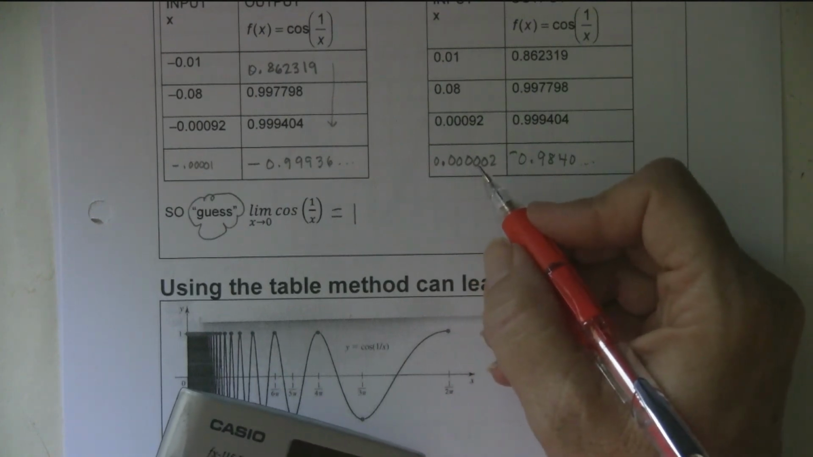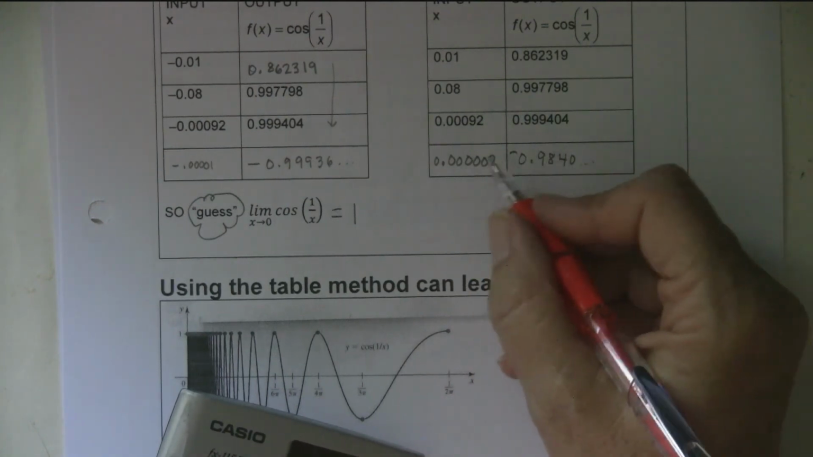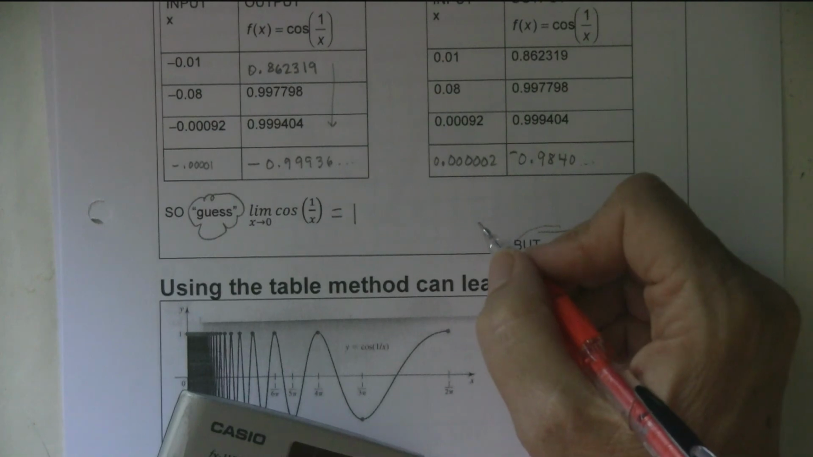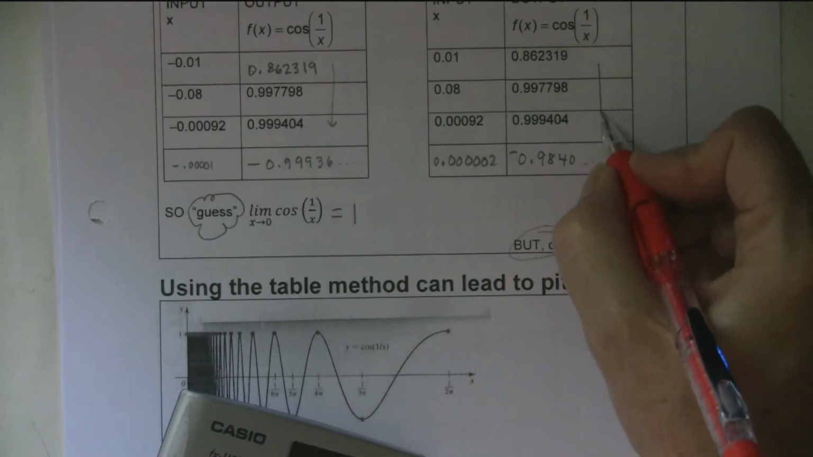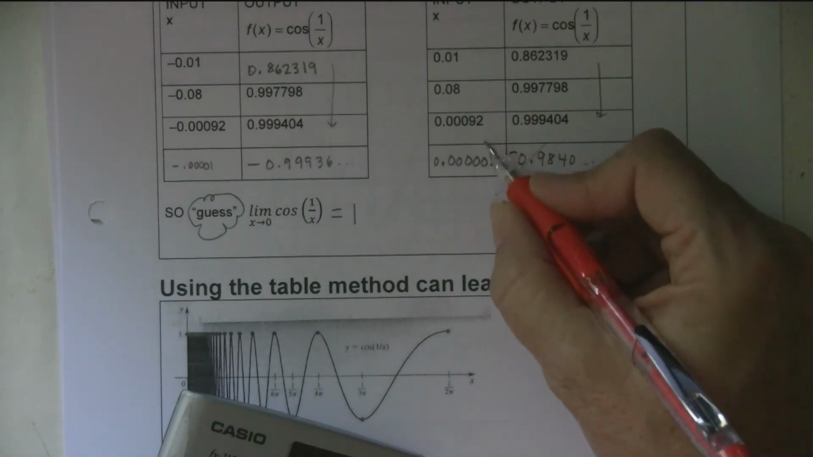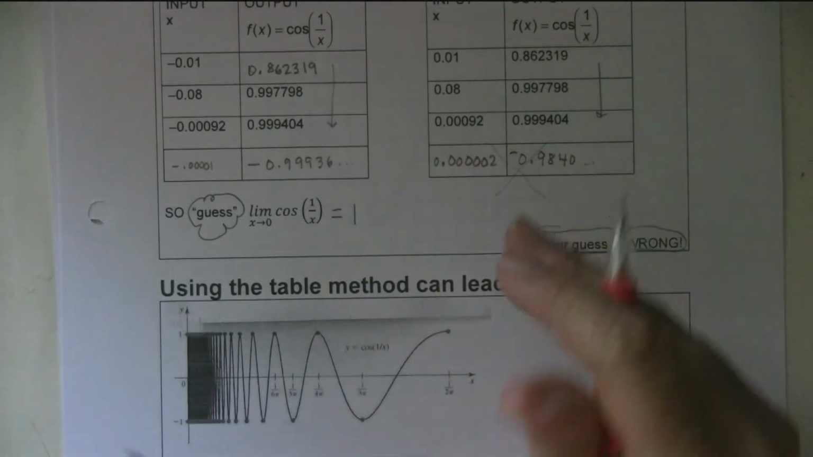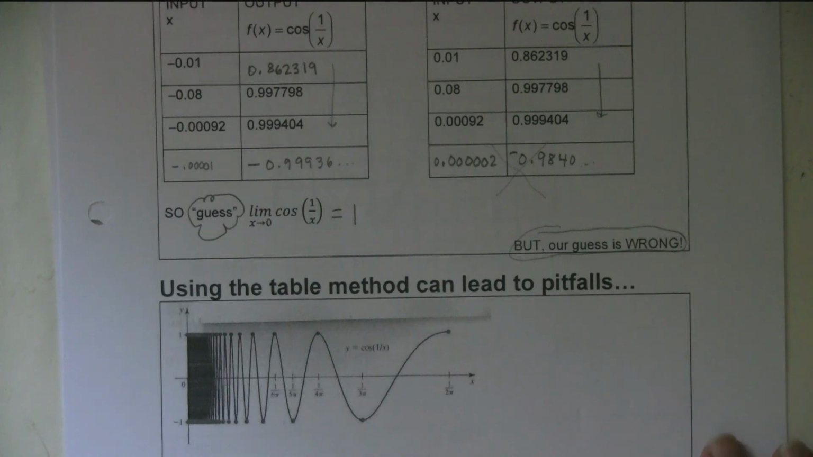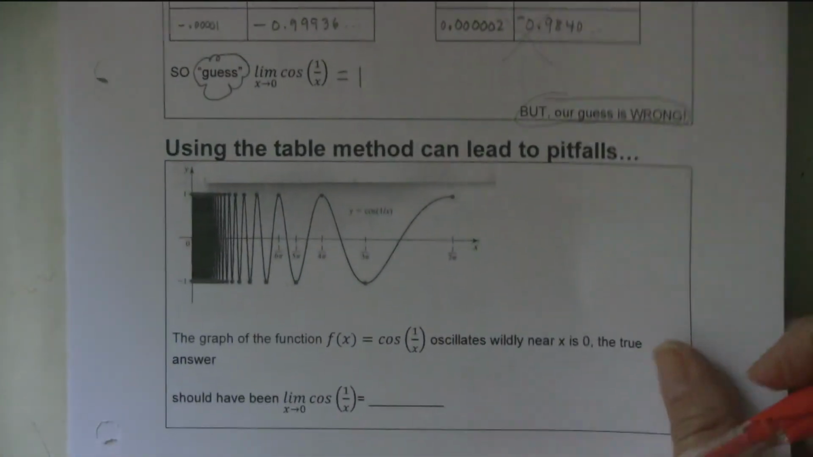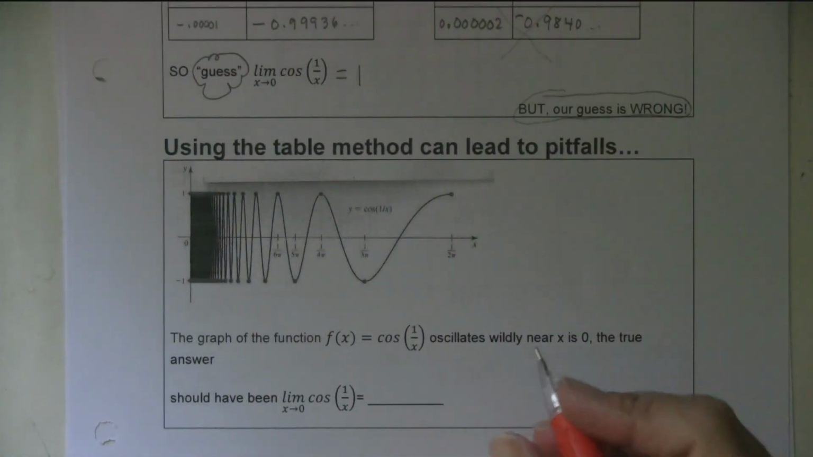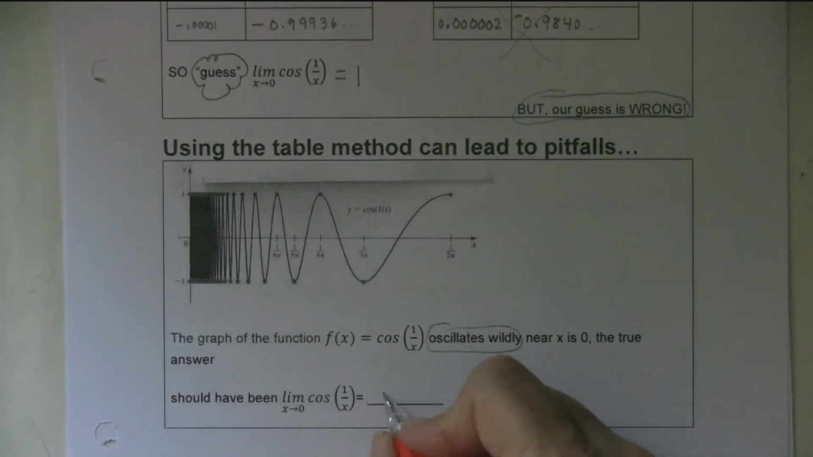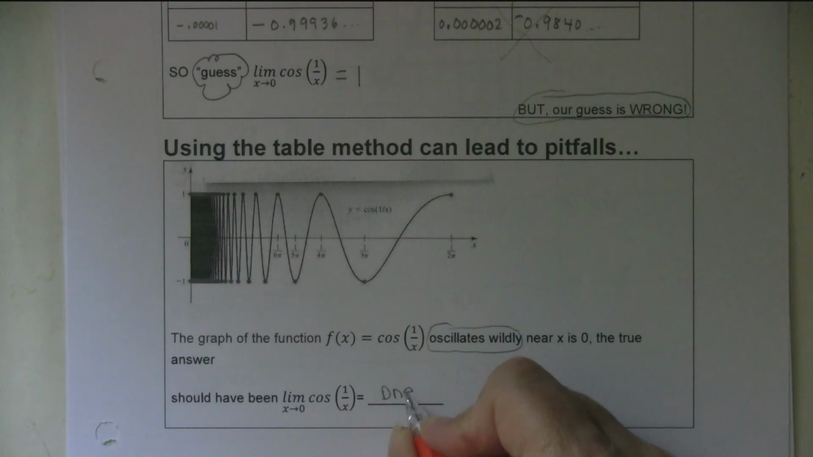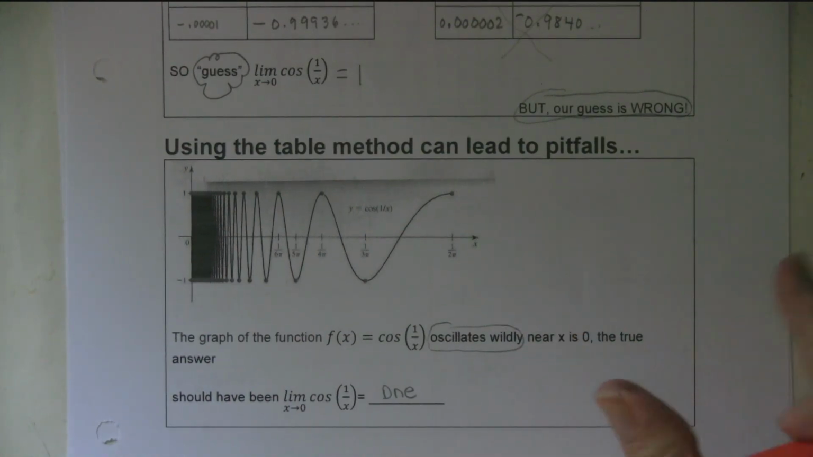And so I'll challenge you, pick a few more, and you're going to see that as you get closer and closer to 0 from both sides, the pattern that was here now fails when you pick some more values. And so it's not getting closer to 1. It's because it's oscillating wildly, is what they call that in your book. And so really the answer should have been does not exist. So D and E does not exist.